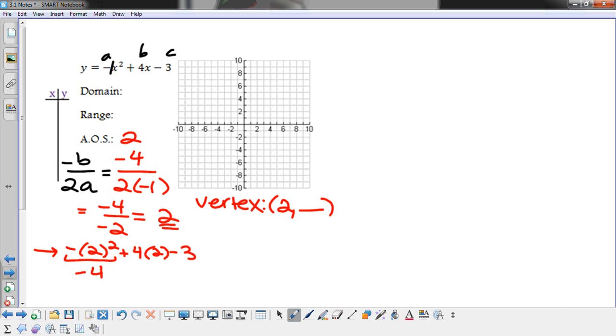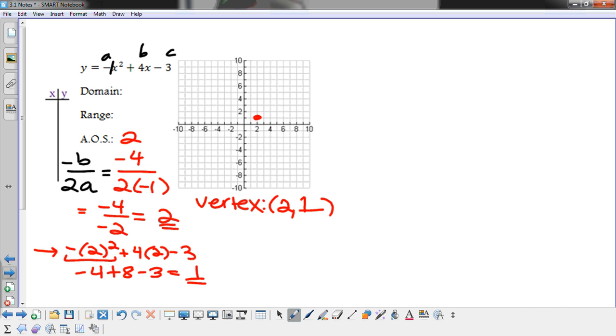So negative 4, 4 times 2 would be 8, and then minus 3. We add all those together. We get 4 minus 3, which is 1. So the y value of our vertex is 1. So we put our graph at 2, 1. There's our vertex.